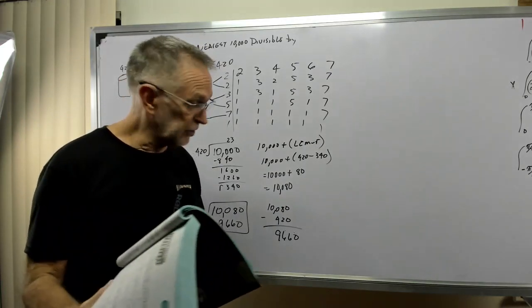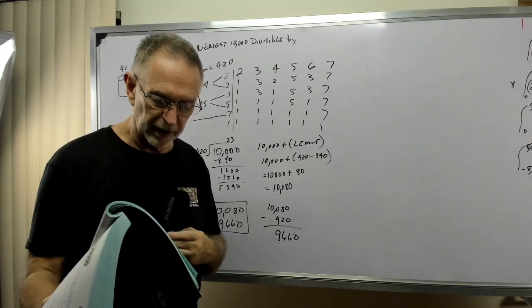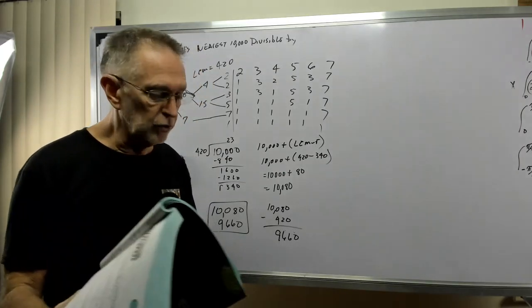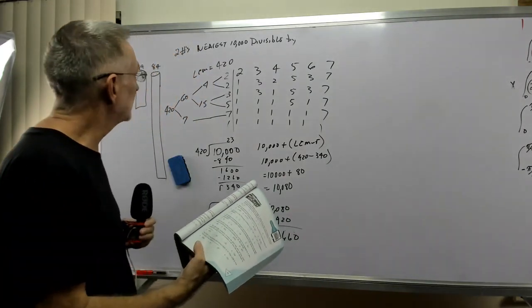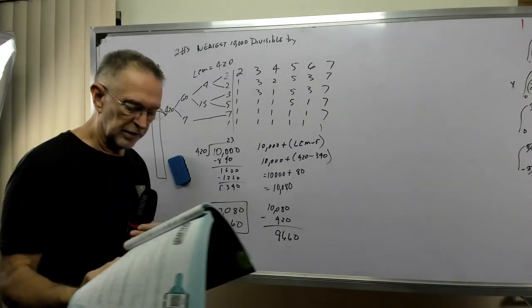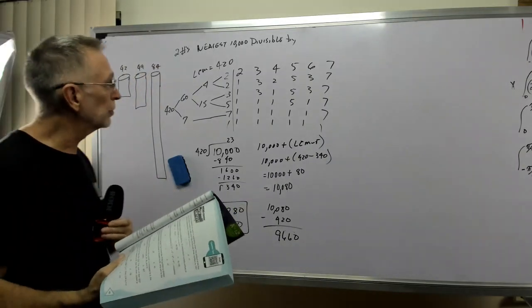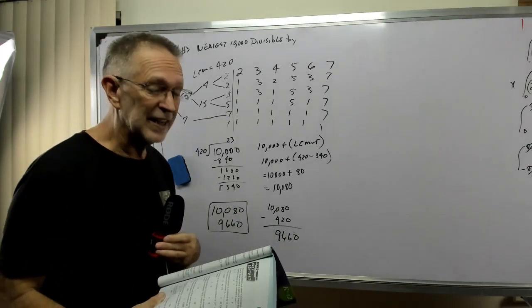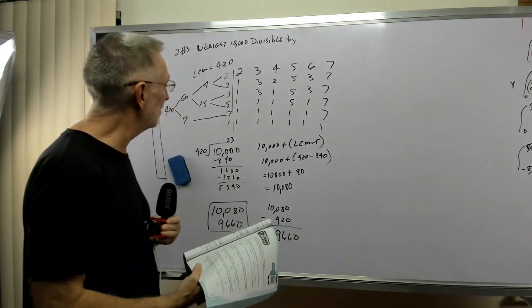Here's one. I just worked this one, so let's start with it. Determine the two numbers nearest 10,000 that are divisible by 2, 3, 4, 5, 6, and 7.